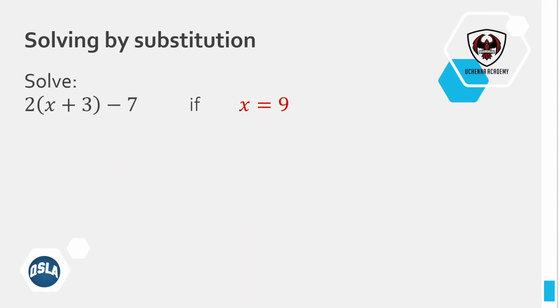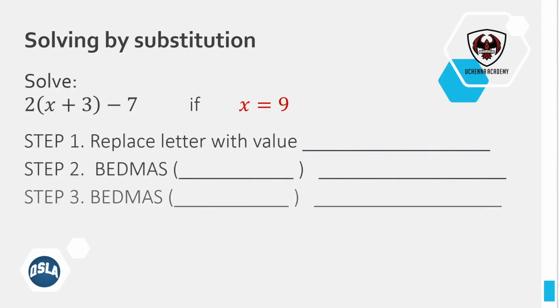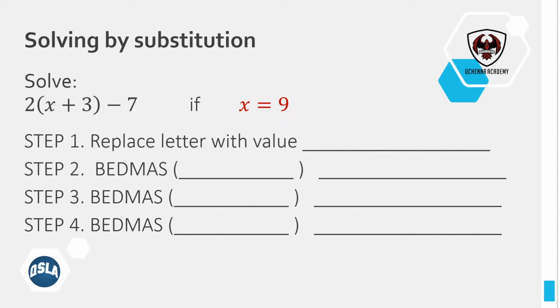Solving by substitution. So we've got an expression here, 2 bracket x plus 3 minus 7, and we want you to solve that if x is equal to 9. So we're telling you that x is equal to 9, and how in the world will we go about solving it? So the first step is replace that letter, the variable, with a value that you're given. Step 2, 3, and 4 will all require us to use BEDMAS in proper order, of course, and that's why we have BEDMAS to remind us of the order. But the first thing is to replace letter with the value. So instead of writing x in the expression, I'm going to replace x with 9, and that's what's shown here.